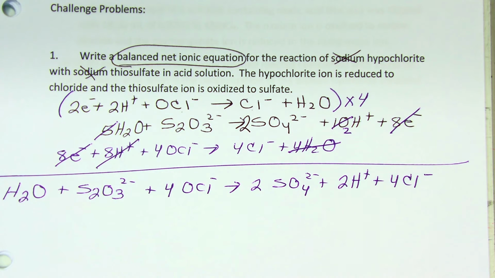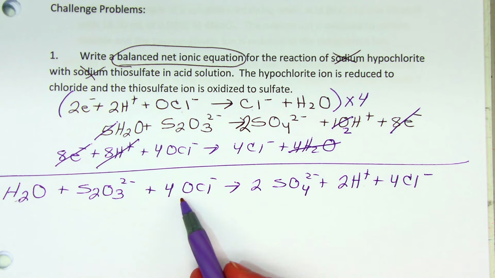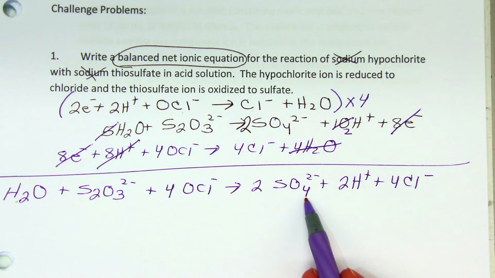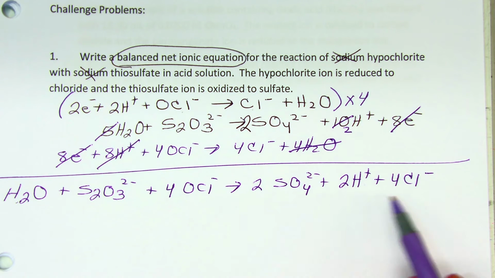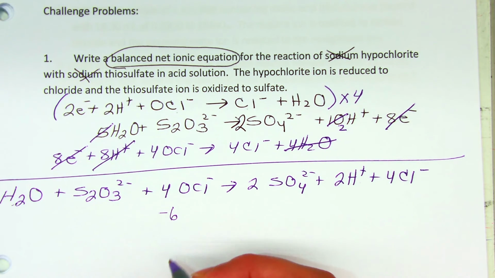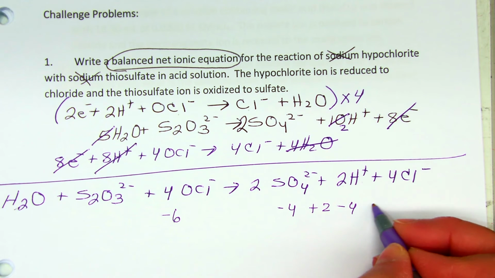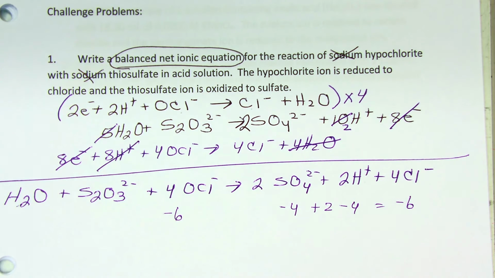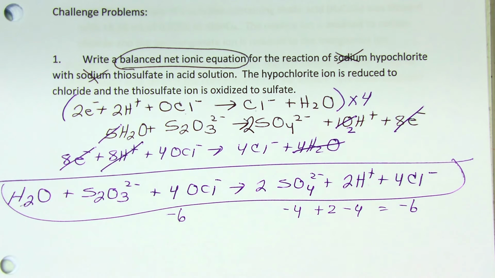Now, if I didn't make a mistake with all that crossing out and adding, I should be okay. 2 hydrogens, 2 hydrogens. 1 oxygen plus 3 is 4, plus 4 is 8. 2 times 4 is 8 oxygens. 2 sulfur, 2 sulfur. 4 chlorine, 4 chlorine. I have a -2 and a -4, so I have a -6. -4 plus 2 minus 4 is equal to a -6. So I wrote a balanced net ionic equation for this reaction.